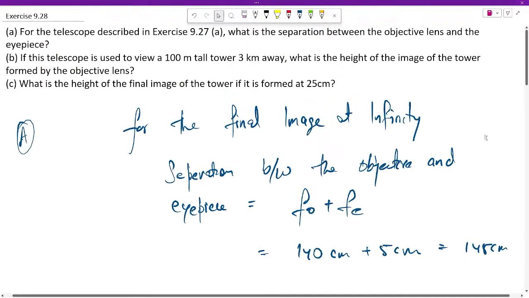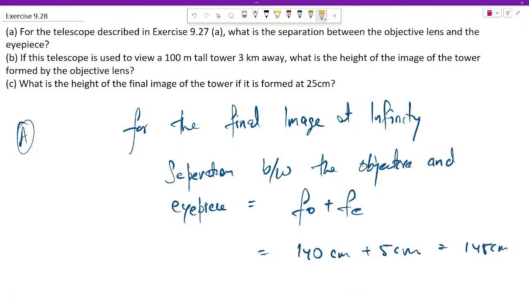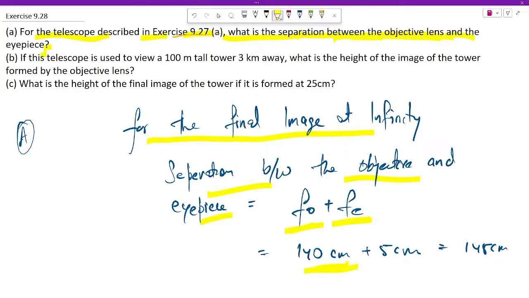The question is saying that for the telescope described in exercise 9.27a, what is the separation between the objective lens and the eyepiece for the final image forming at infinity? Write the separation between the objective and the eyepiece as the focal length of the objective plus the focal length of the eyepiece, and that will be equal to 140 centimeter plus 5 centimeter, which will give us 145 centimeter.